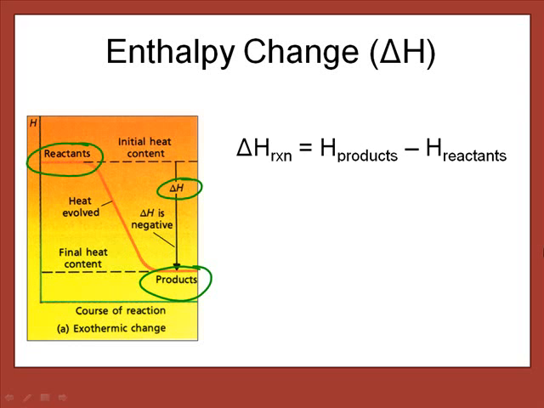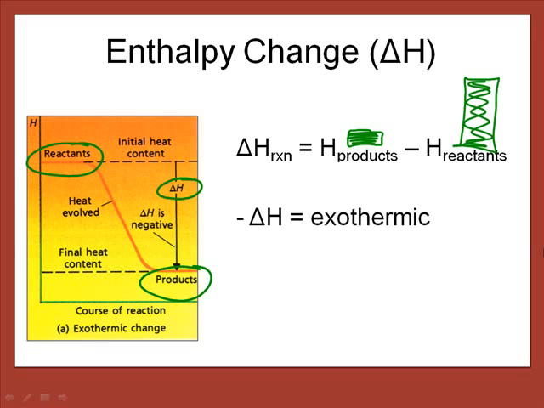Our products have less, so just use a little bar graph here. They have less energy than our reactants. So we're subtracting a big number from a small number, which will give us a negative delta H of reaction. And hopefully you can see here that this is exothermic.